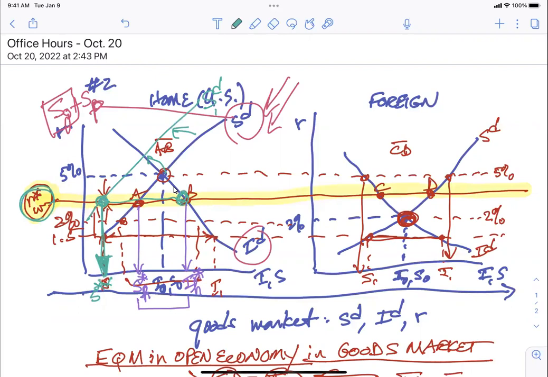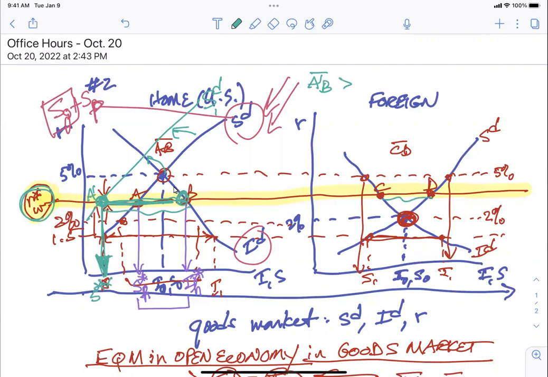Has anything happened over in the foreign country? No. So now this is like, let's call it A prime, right? So the distance over here is A prime to B, right? Is that equal to CD? No, it's bigger, right? This line right here is bigger than this distance now. That makes sense, right? The saving went down.